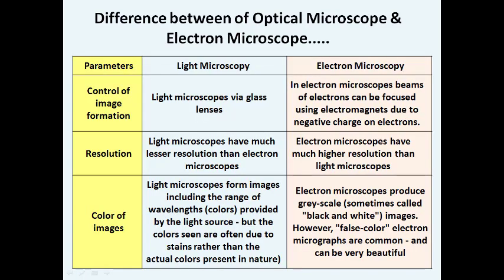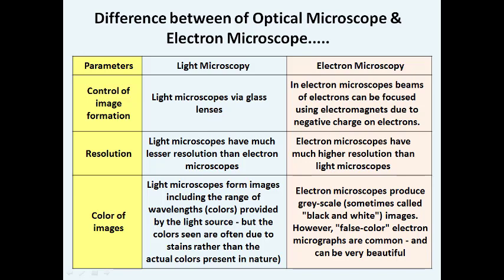Regarding the control of image formation, light microscopes use glass lenses, whereas electron microscopes utilize electromagnets due to the negative charge of electrons. Regarding resolution, light microscopes have much lower resolution compared with electron microscopes.